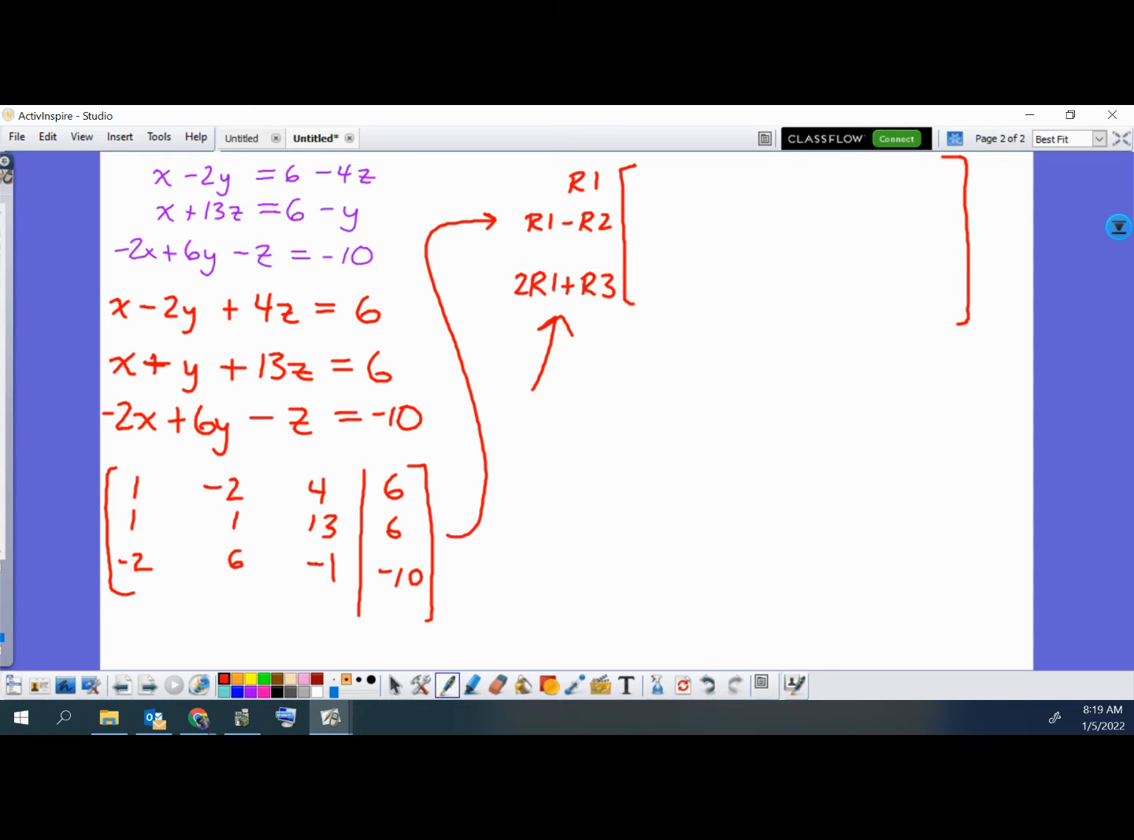Again, my goal here is I'm going to leave row 1 alone, and I'm going to get zeros here and here, in the first column, rows 2 and 3. In row 2, you want to use row 2, and in row 3, you want to use row 3. If you follow those kind of basic rules, you'll be in good shape. So row 1 is easy enough. It's the same thing: 1, -2, 4, 6.